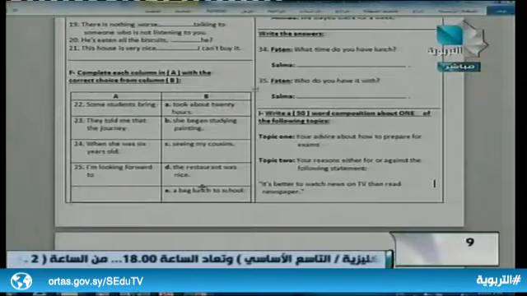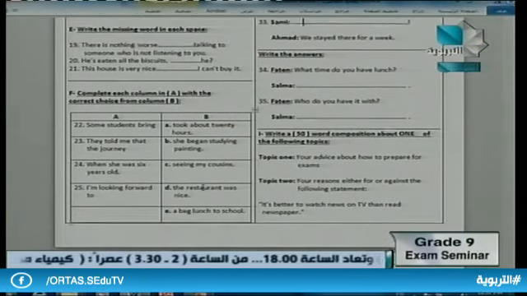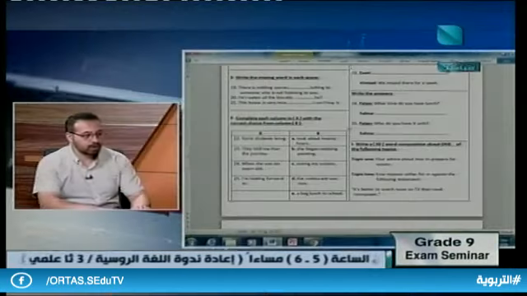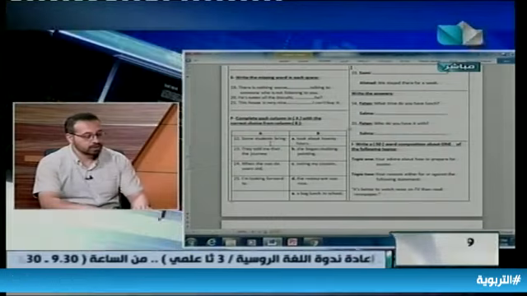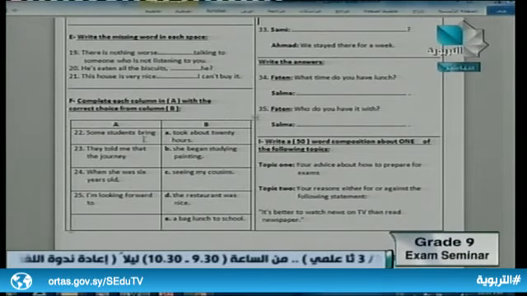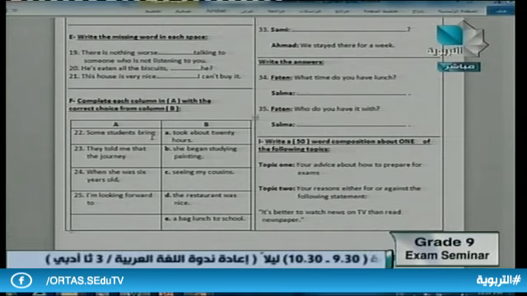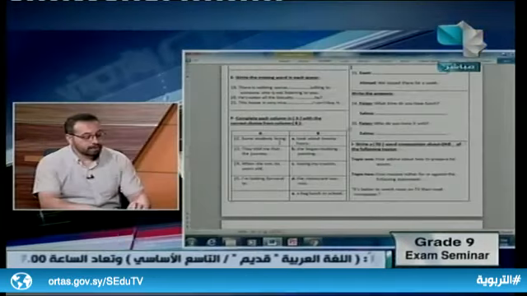Question F, please. Complete each column in A with the correct choice from column B. Dear students, in this specific exercise, you have to fully understand the two columns before matching them. So your job here is to match sentences from column 1 to suit its meaning from column 2. Let's start with the first one. Some students bring. So after bring, after the verb, the student here has to know that he should look for an object, a noun, because we have a verb here. So the correct answer, a bag.